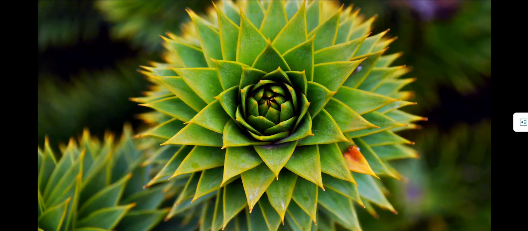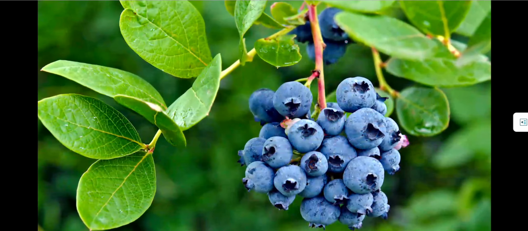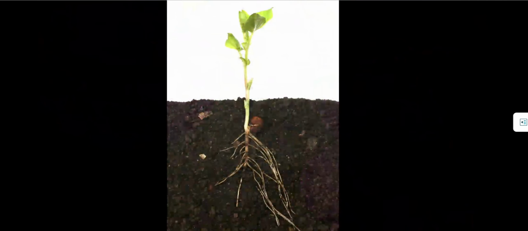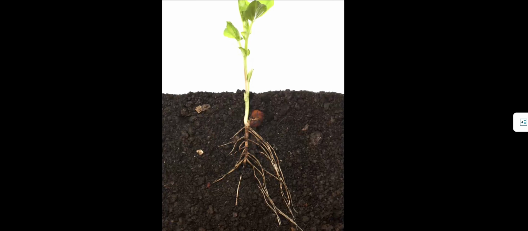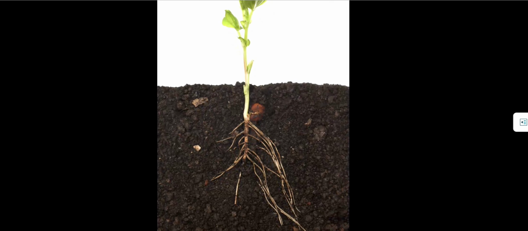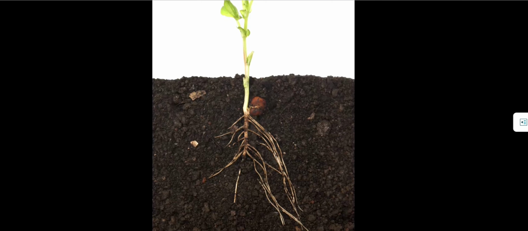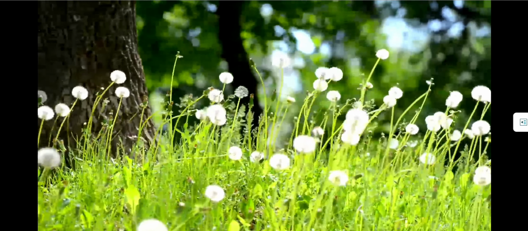Have you ever wondered why different plants have different types of structures? Let's take a look at some and find out. Let's start with plant roots. Plant roots are structures that take in water and dissolve nutrients. Some roots store food that the plant has made. A plant's roots also hold the plant in place.